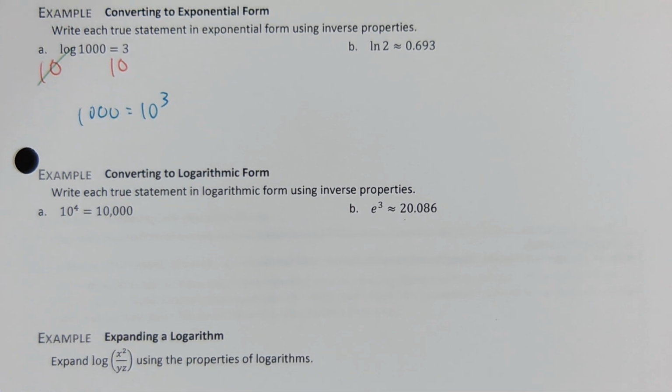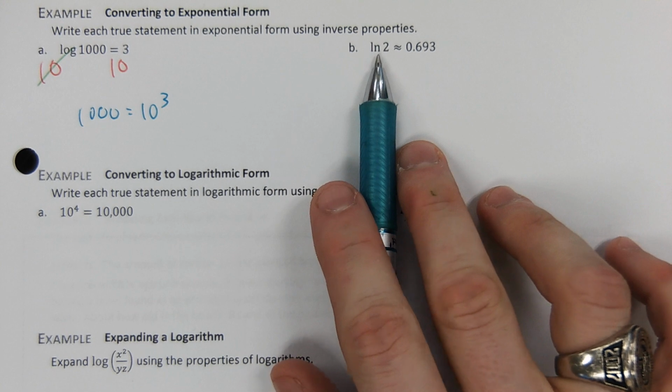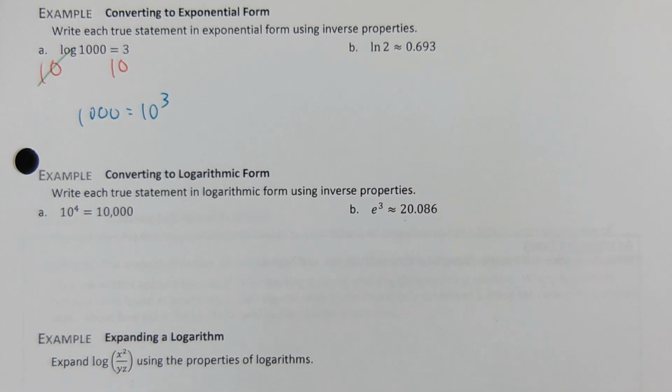The next one tells us that the natural log of 2, the ln of 2, is approximately 0.693. It's not perfect. It's rounded. But remember, ln is log base e. So class, what cancels log base e? Exponential base e. We cancel the natural log, we cancel ln with base e.